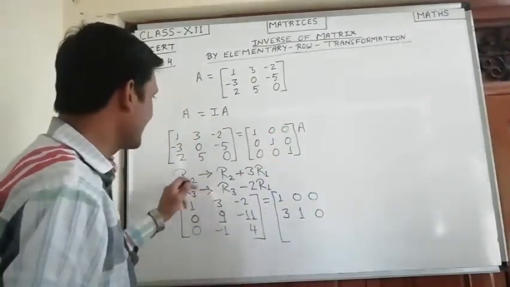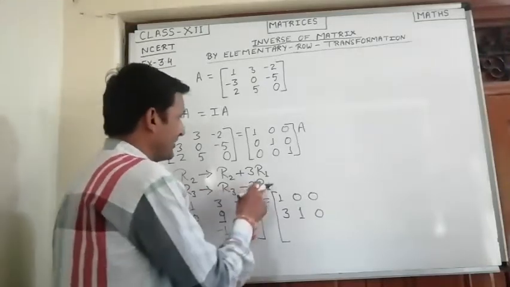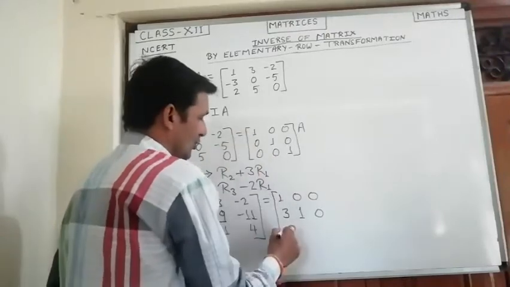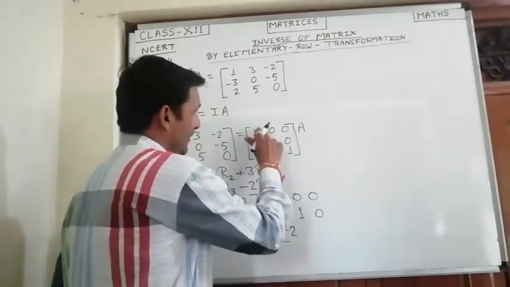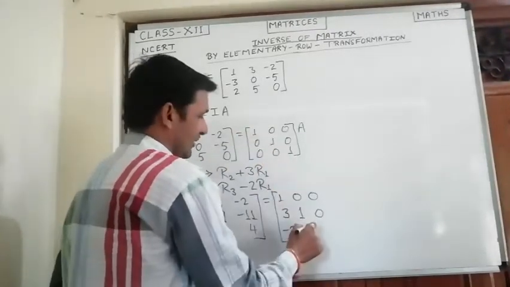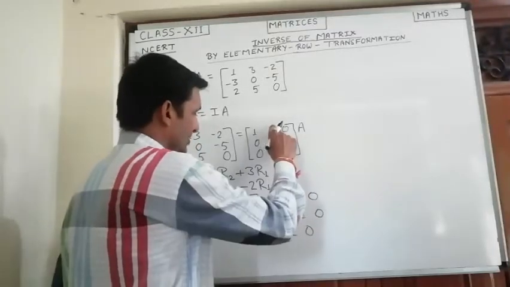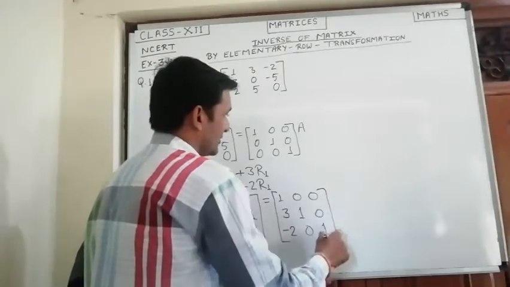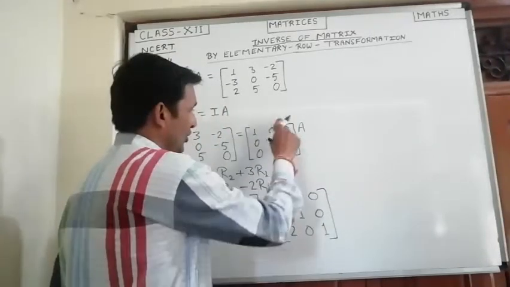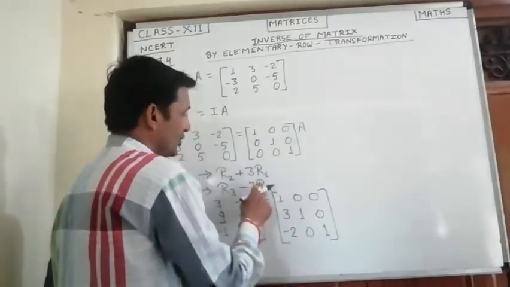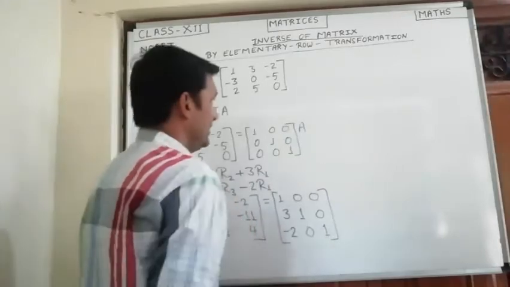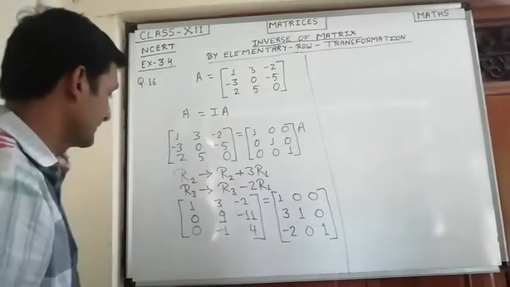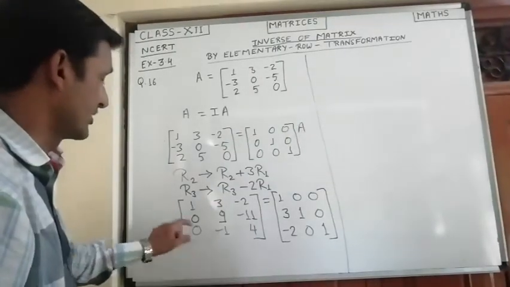Now in R3 we have to apply R3 minus 2R1. 0 minus 2 ones are 2, so minus 2, and 0 minus 2 into 0 is 0, so 0 minus 0 is 0, and 1 minus 2 into 0, that is again 1 only, because 2 into 0 is 0, so 1 minus 2 into 0, that is 1 only. Now it is clear from here that we have made 2 zeros here.